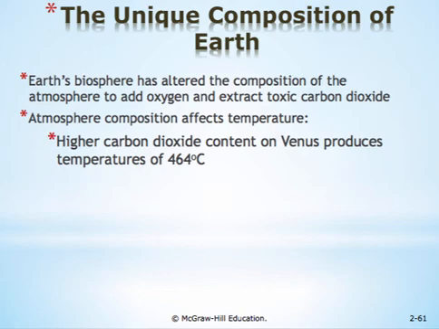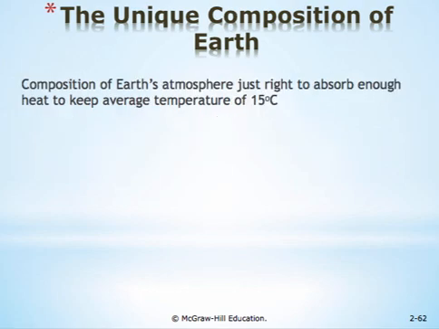The atmosphere's composition affects the temperature. The higher carbon dioxide content on Venus produces temperatures of up to 464 degrees Celsius. That's very different from Earth. The composition of Earth's atmosphere is just right to absorb enough heat and keep the average temperature at 15 degrees Celsius, unless, of course, climate change changes that.